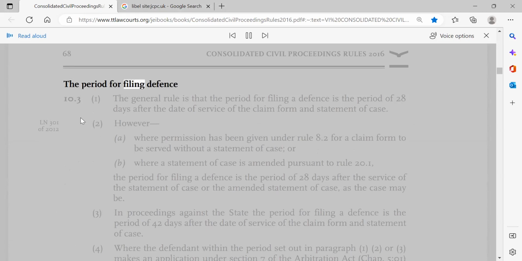The period for filing defense. 10.3 1. The general rule is that the period for filing a defense is the period of 28 days after the date of service of the claim form and statement of case.